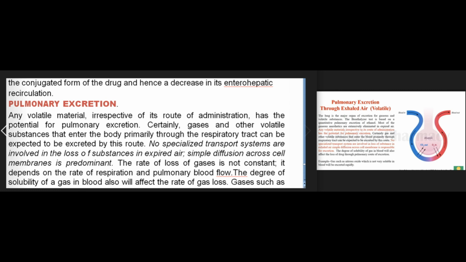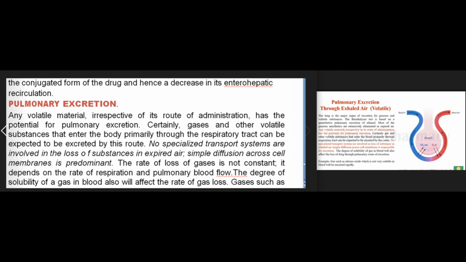Pulmonary excretion. Any volatile material, irrespective of its route of administration, has the potential for pulmonary excretion. Certainly, gases and other volatile substances that enter the body primarily through the respiratory tract can be expected to be excreted by this route. No specialized transport systems are involved in the loss of substances in expired air. Simple diffusion across cell membranes is predominant.